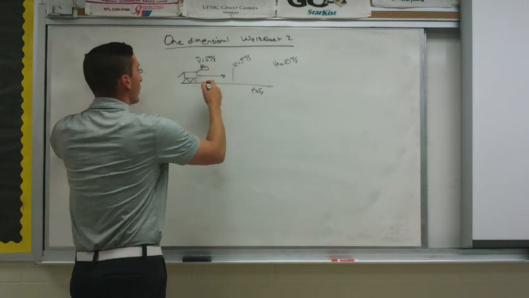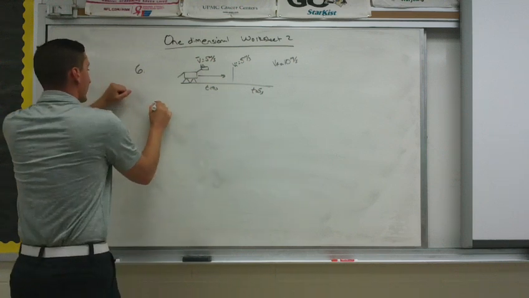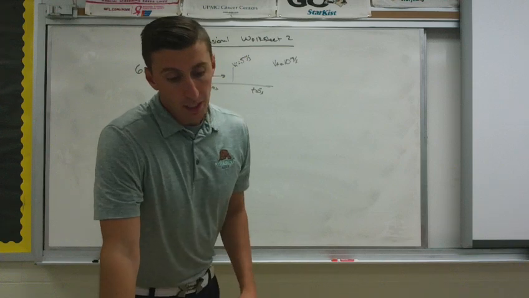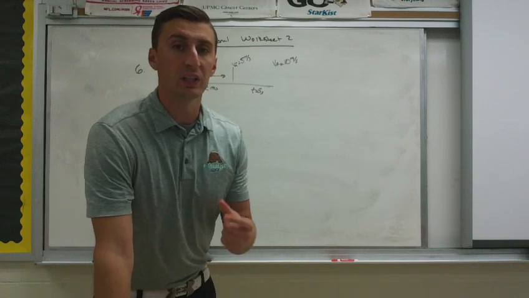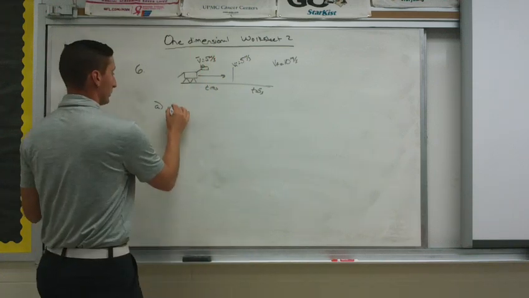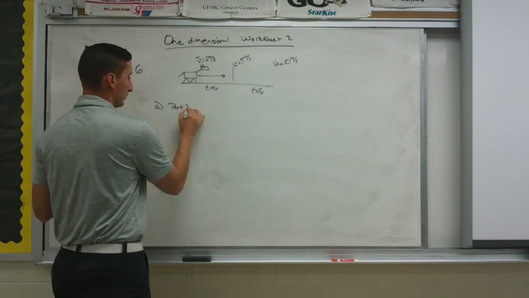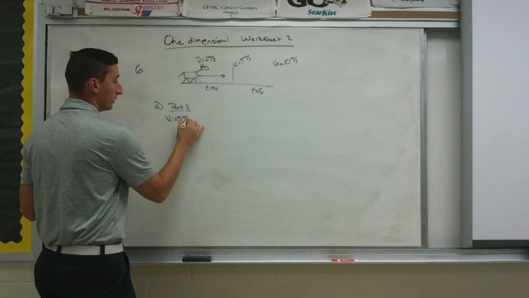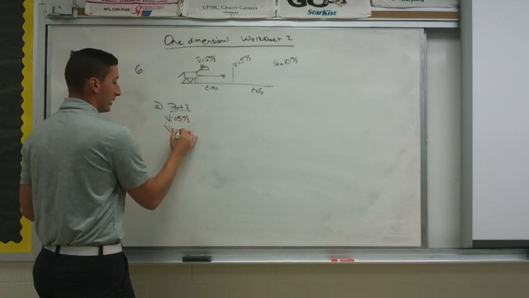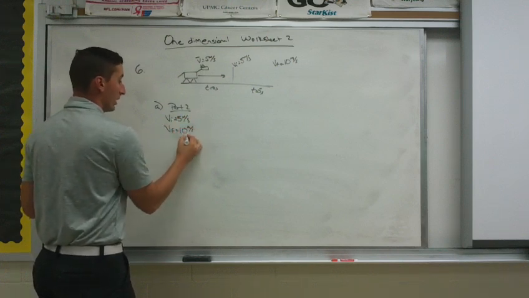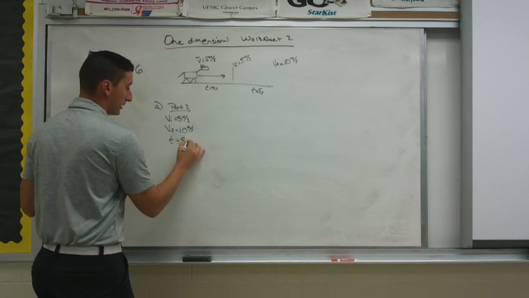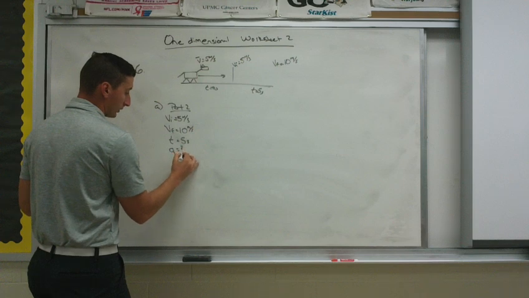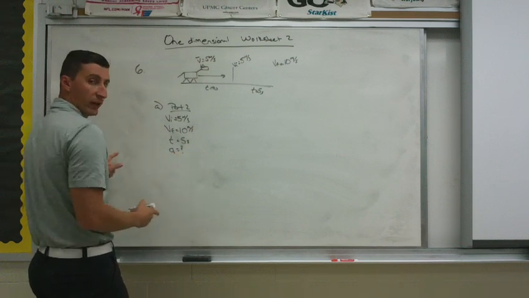So we're going to break it into part 1 and part 2. So A asks, what was his acceleration in the second part? So part 2. We have VI is 5. We have VF is 10. We have time is 5. Looking for acceleration.